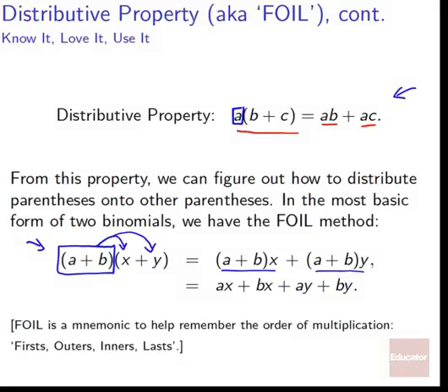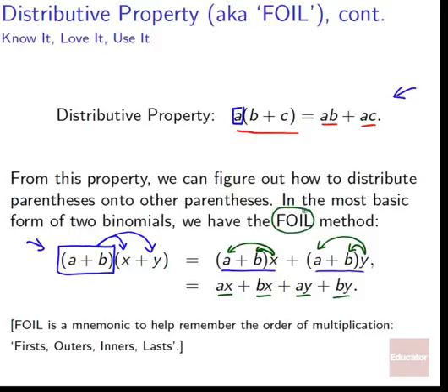So we get (a plus b) times x and (a plus b) times y. Then we turn right around and we distribute the other direction. We take x and distribute that onto the a and onto the b, and we take y and distribute that onto the a and onto the b, and so we get ax plus bx and then ay plus by.